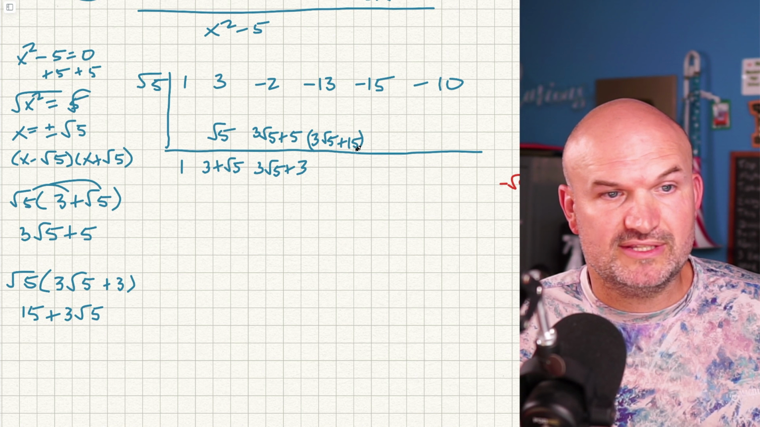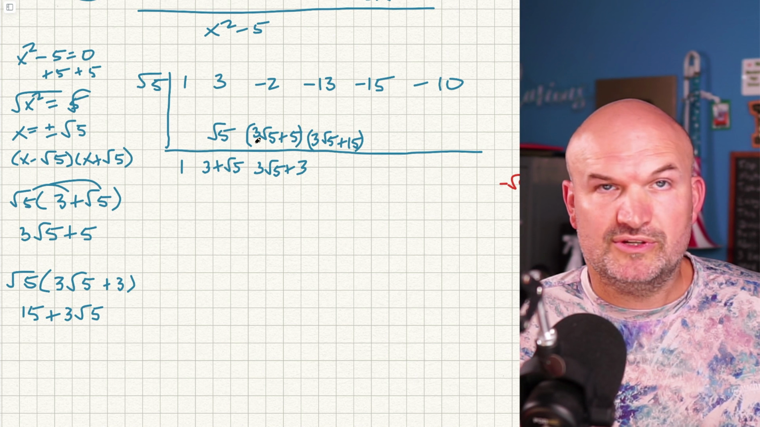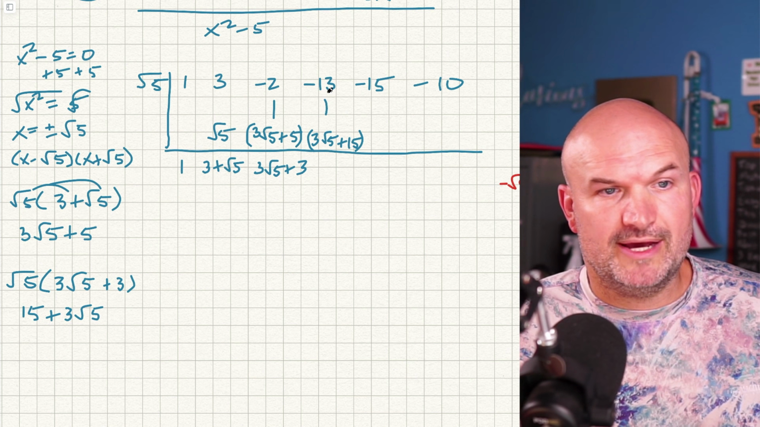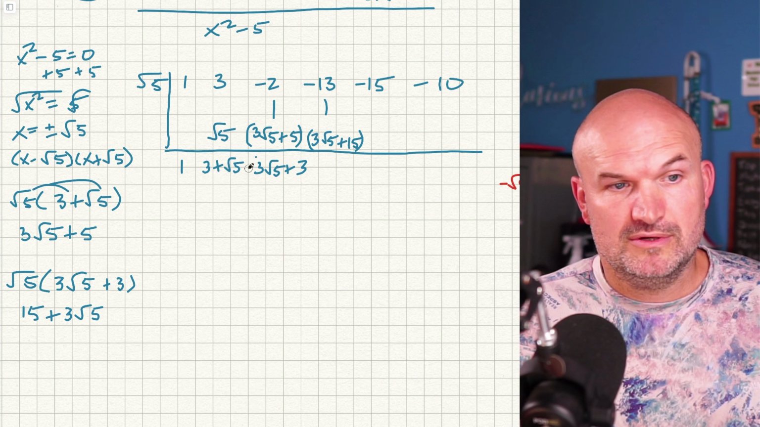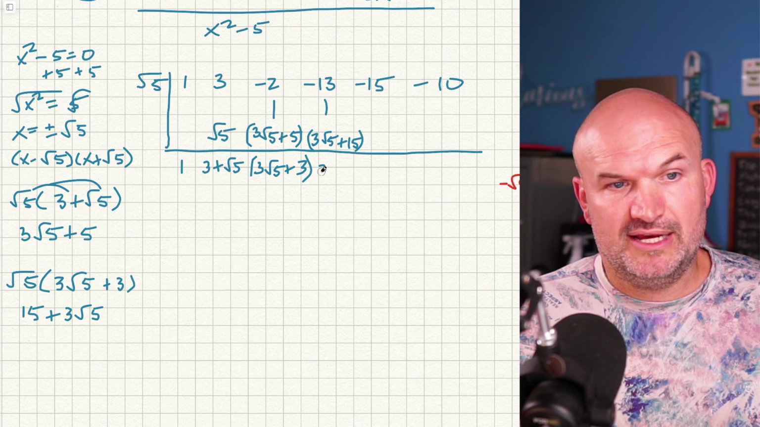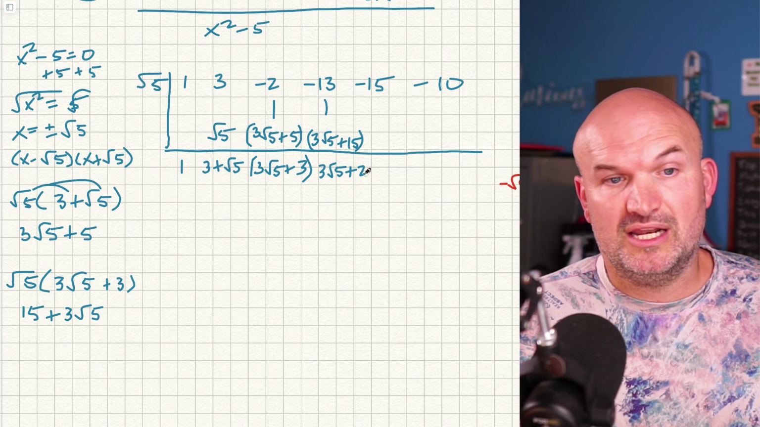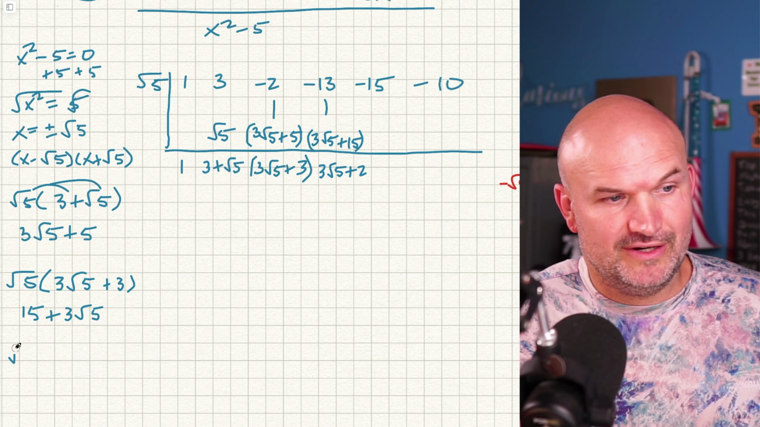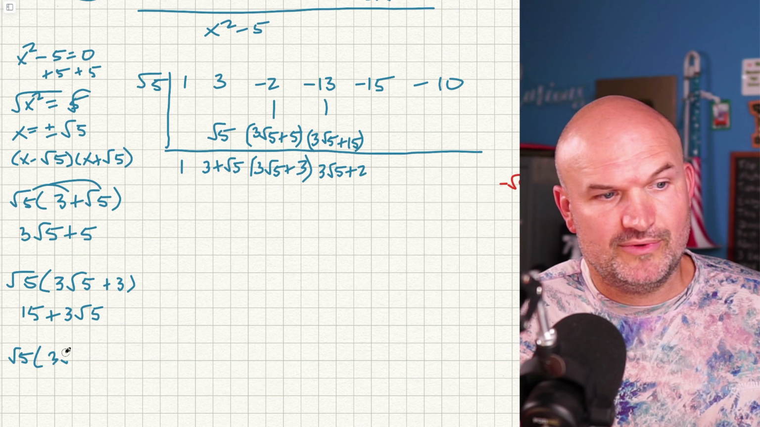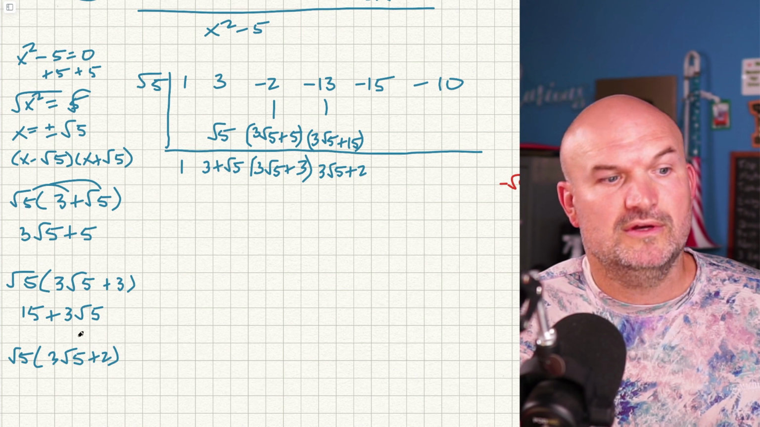I'm going to put these in parentheses so you guys can see which ones are grouped with which. Okay, now negative 13, I can only add that to a 15, which is going to be a positive 2. So that's going to be a 3 square root of 5 plus 2. And then I'll multiply that again. So I have another square root of 5 times a 3 square root of 5 plus 2.